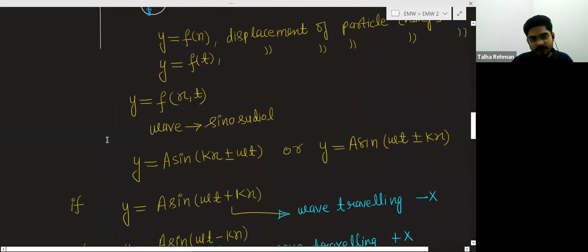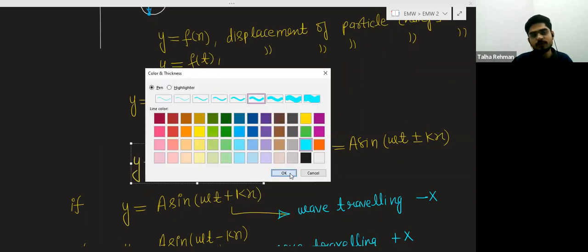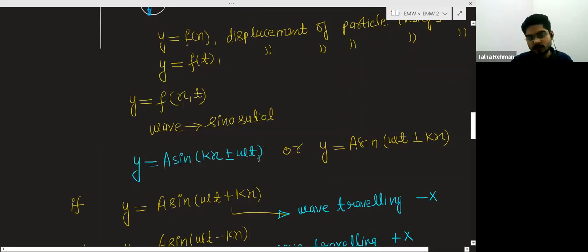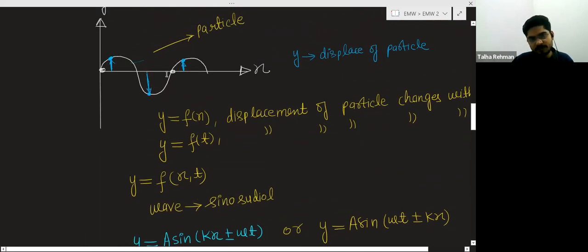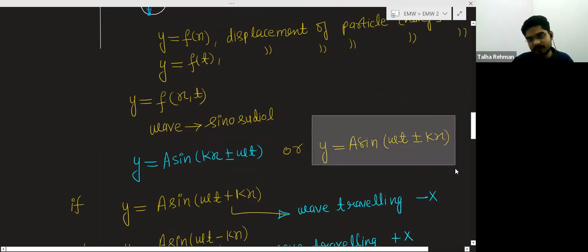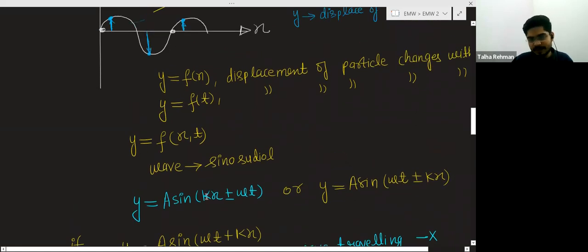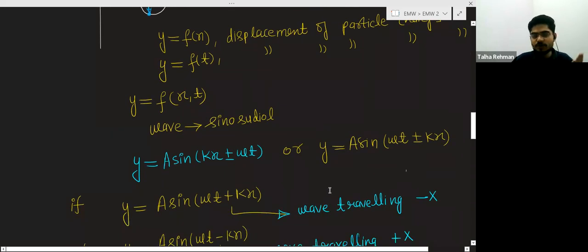The equation of the wave you can write like this: y = A sin(kx ± ωt). This can be the equation of the wave for this type of wave, or it can be written as A sin(ωt ± kx). Both are the same thing. So in any form you can write the equation.